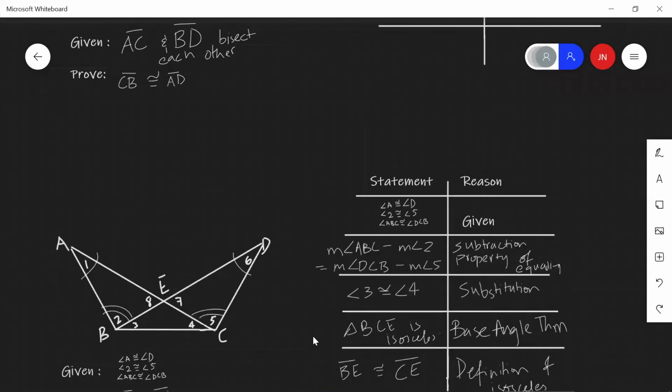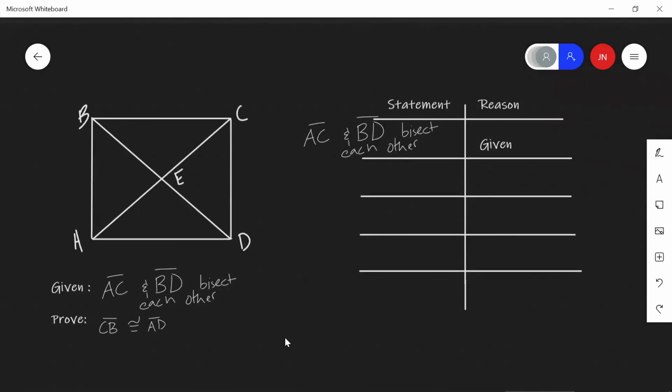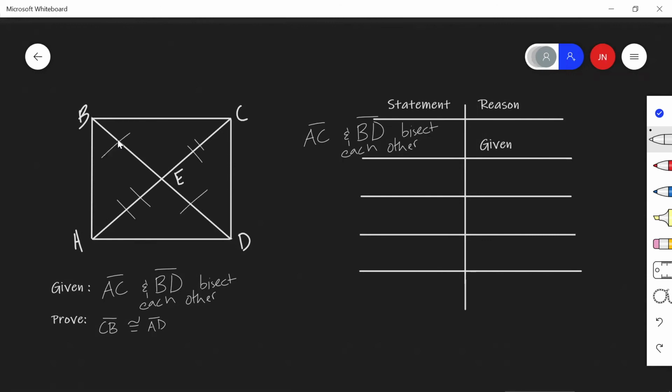All right, let's finish it up with one last problem. So in this case, we have a figure which has a given which states the segments AC and BD bisect each other. So this segment right here and this segment right here bisect one another. So BD bisects AC into two equal parts, and AC bisects BD into two equal parts as well. And we're trying to prove that the segment CB is congruent with the segment AD. So we're trying to prove that this segment is the same as this segment.